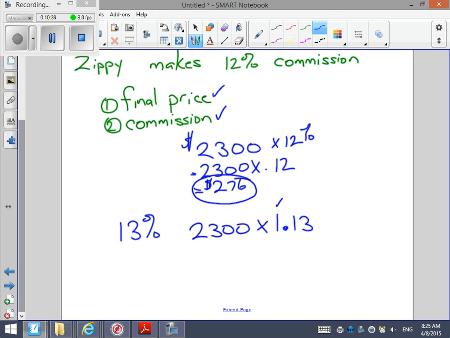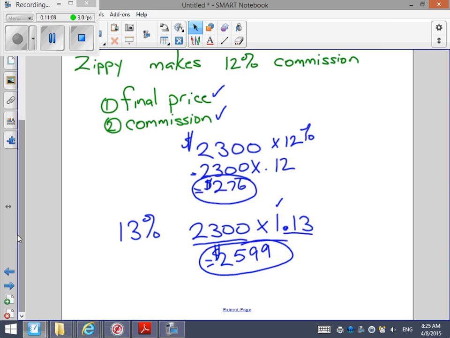The whole number 1 represents the 100% of the number, because it will be at least $2,300. And the decimal 0.13 represents the 13% tax. So when we include it all together, we know that this is going to be a one-step question. 2,300 multiplied by 1.13 on my calculator equals $2,599. And that's our work for today. Good luck. Ask lots of questions.